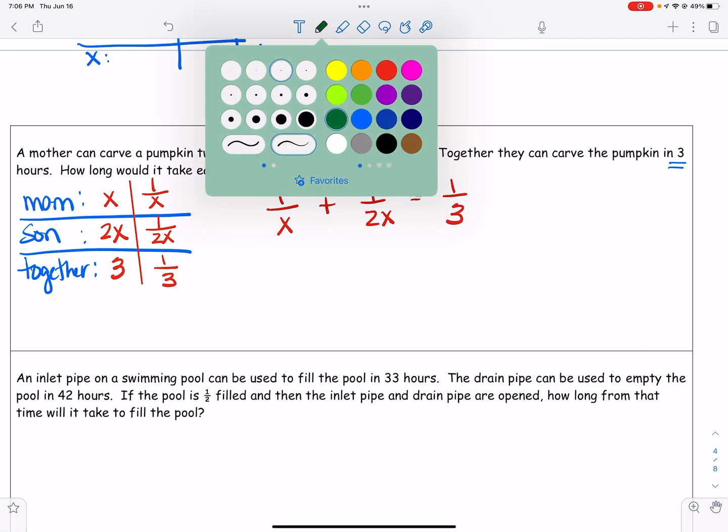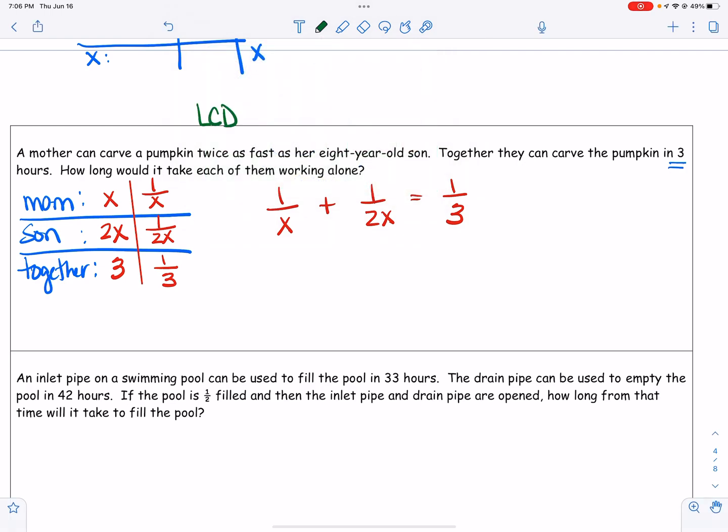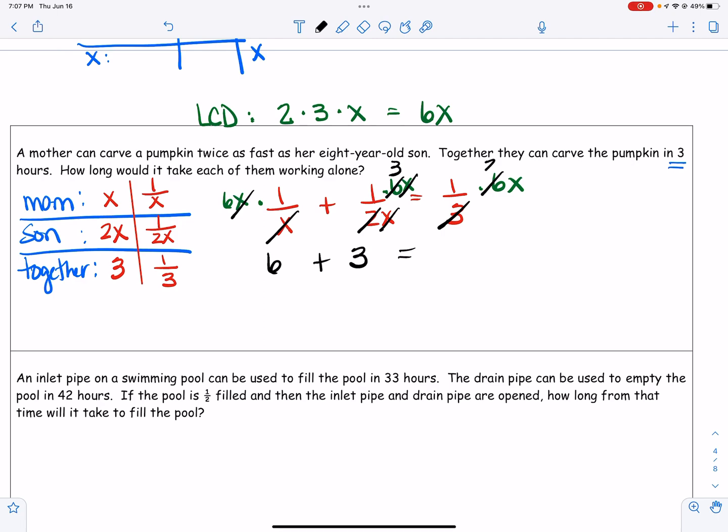My LCD is going to be, I need a 2, I need a 3, and I need an X. So my LCD is going to be 6X. Multiply by 6X, and that's going to eliminate this X, and that leaves 6. This X, 2 goes into 6 and leaves 3. And 3 goes into 6 and leaves 2.